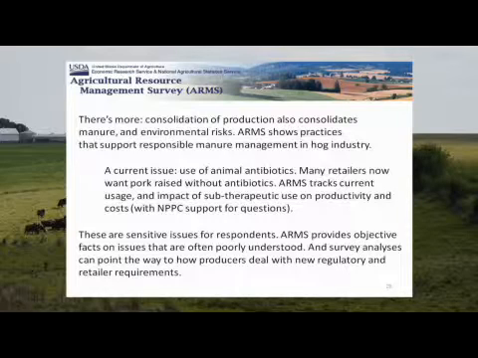We have had strong support from the National Pork Producers Council for these types of questions. In particular, because both the environmental and antibiotic side, these are very sensitive issues for respondents, and they're very poorly understood by many people in the country. ARMS provides objective facts on issues that are often poorly understood. And the survey analyses that we provide can also point the way for how producers deal with new regulatory and, in particular, new retailer requirements that they face as the industry changes. That's what we've done on hogs.